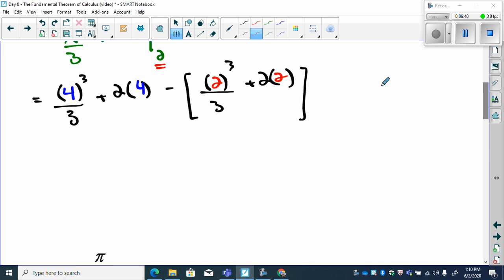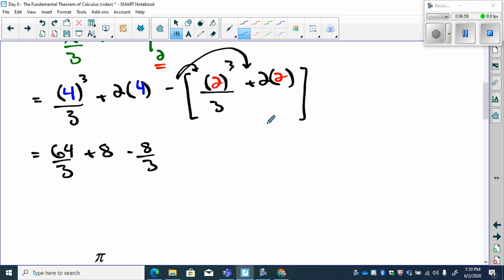So here's what I get. 4 cubed, that is 64 over 3. 2 times 4, that's 8. Okay, this would be 8/3. 2 cubed is 8 over 3, so I'm going to distribute the negative to give me negative 8/3. And I'll distribute the negative over this. 2 times 2 is 4, times the negative 1 would give me negative 4.